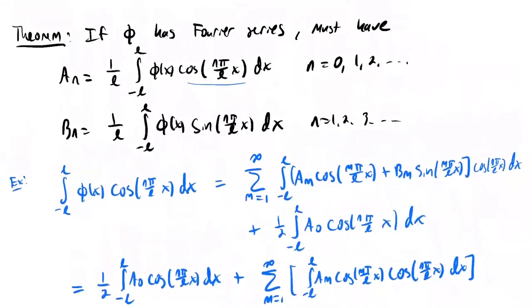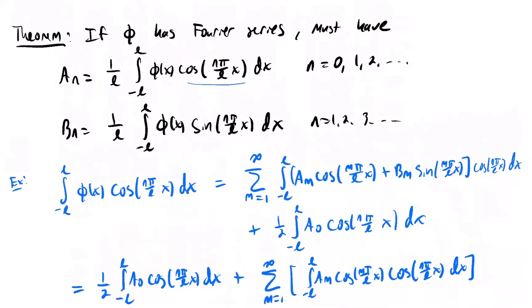So this is a particular example, when n is not zero, of how to explain why this formula works for a n. If that was too long-winded, it's really just the orthogonality properties. You just plug in the Fourier series for phi. All of the terms are going to be zero except one term, and that term will have a n or b n, depending on if you plugged in a cosine or a sine term. Then you just normalize or divide by the constant, and you get the formula.